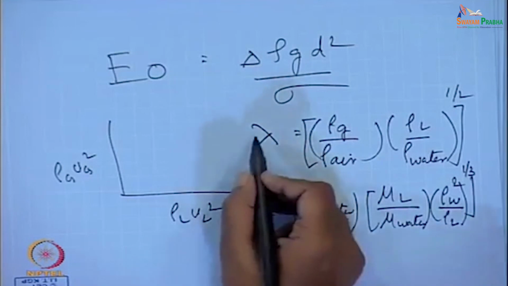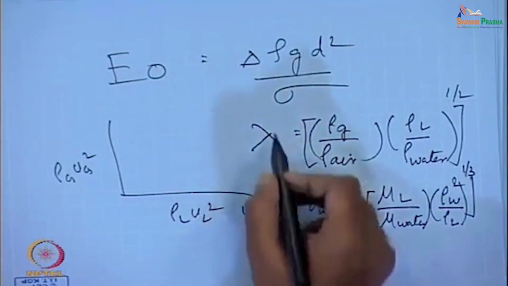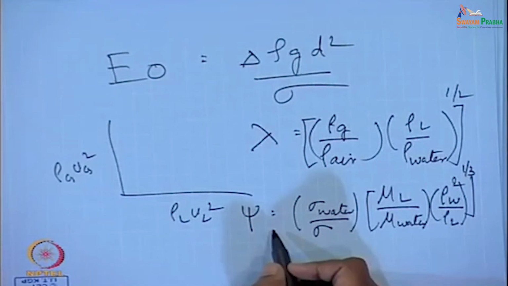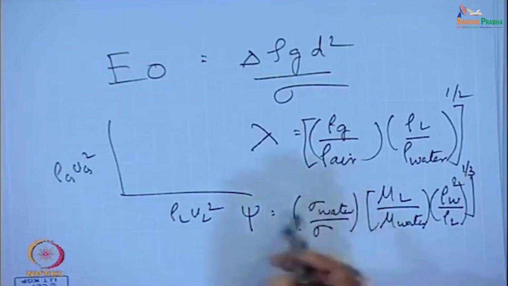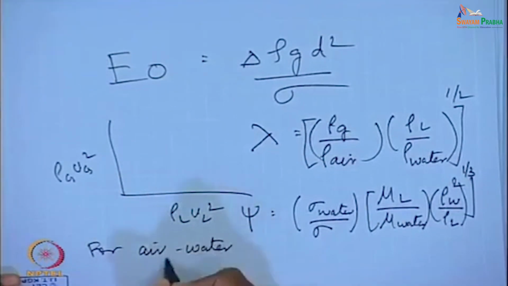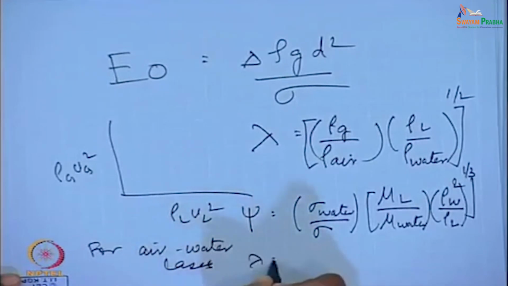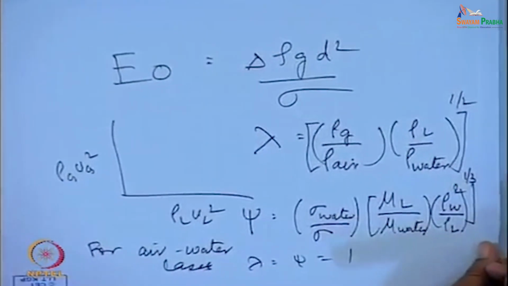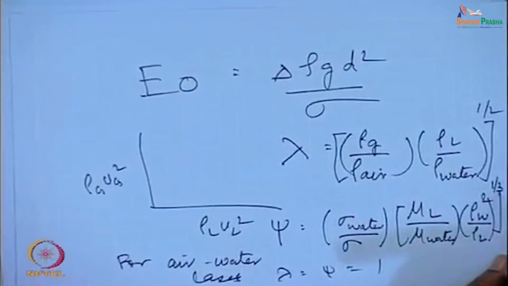So these are the two property groups which have been defined such that the liquid property is defined with respect to water and the gas property is defined with respect to air, and you will find that for air-water cases both lambda and psi reduce to 1. And so, under such circumstances, it is basically the mass flow rate of gas versus the mass flow rate of the liquid, which is shown by Baker's plot.